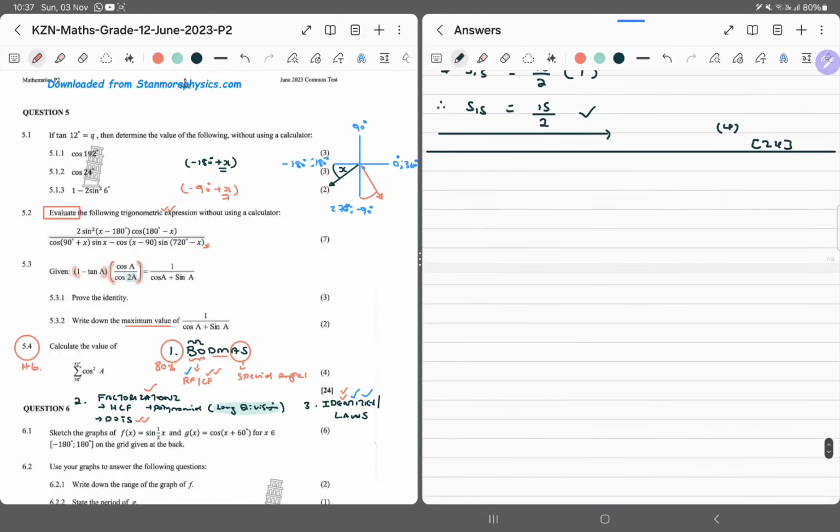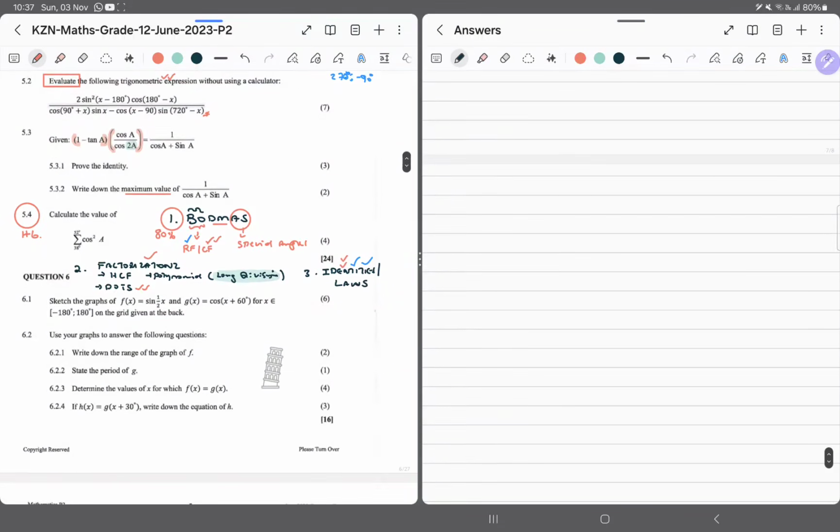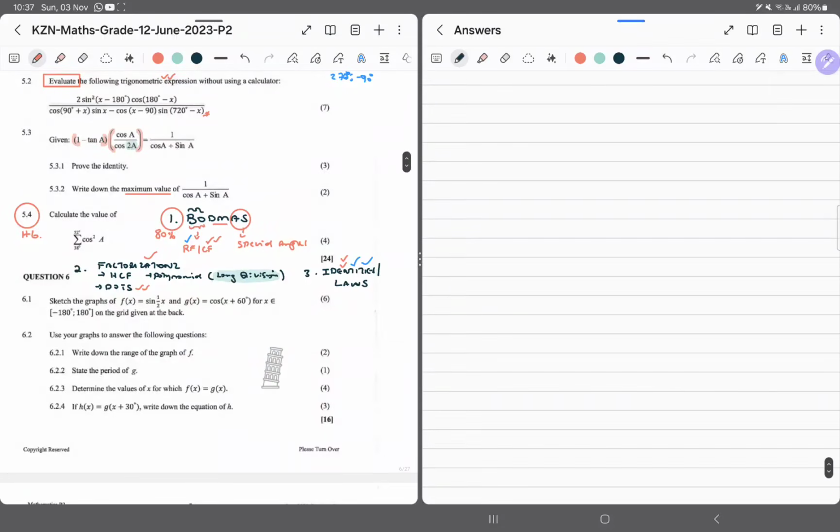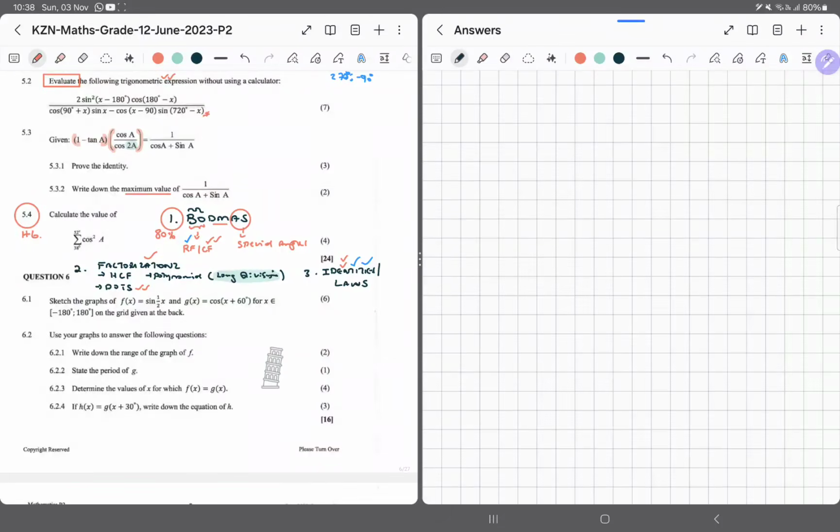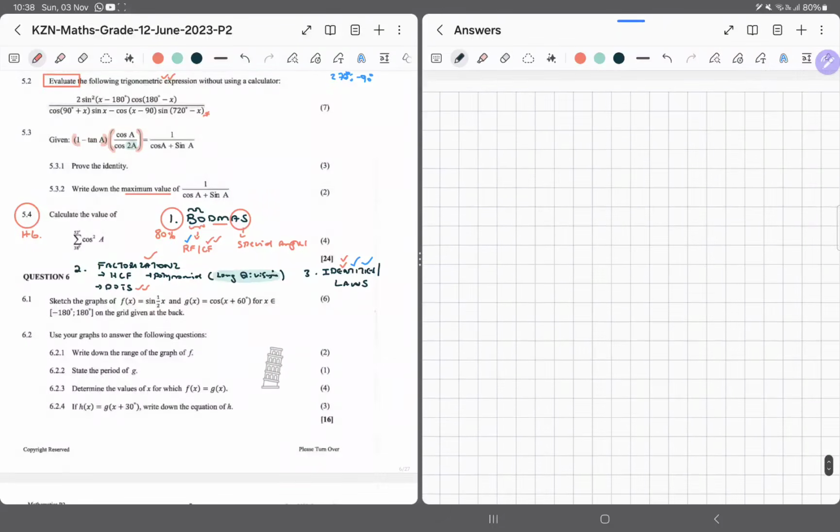Just a moment. It happens. Alright guys, so let's continue. Get to question 6 nicely. Okay, maybe let's just make this one a graph paper. Just a moment. Okay, so we've got this one. So we're doing question 6. Now, what does question 6 want? We are told here to sketch the graphs of these two functions for this domain on the grid.